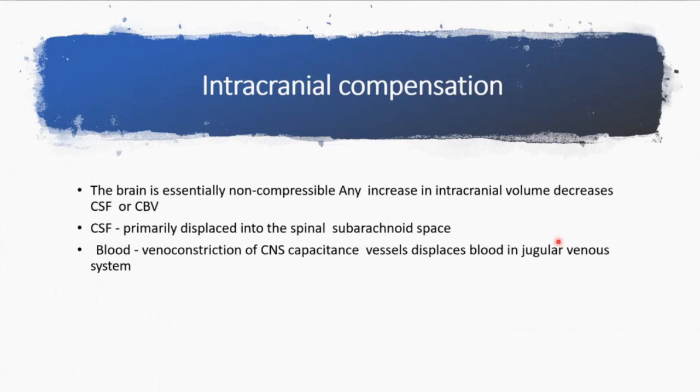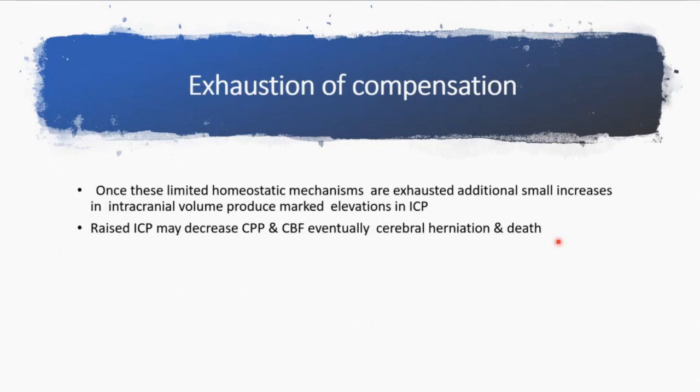We consider that the brain essentially is non-compressible, so an increase in the volume inside the skull will decrease either the CSF or the cerebral venous pressure. CSF primarily displaces to the spinal subarachnoid spaces. The blood, there will be vasoconstriction, and the blood will be displaced into the jugular venous system. Failure, exhaustion of the compensation: there is a limit for this homeostatic mechanism.